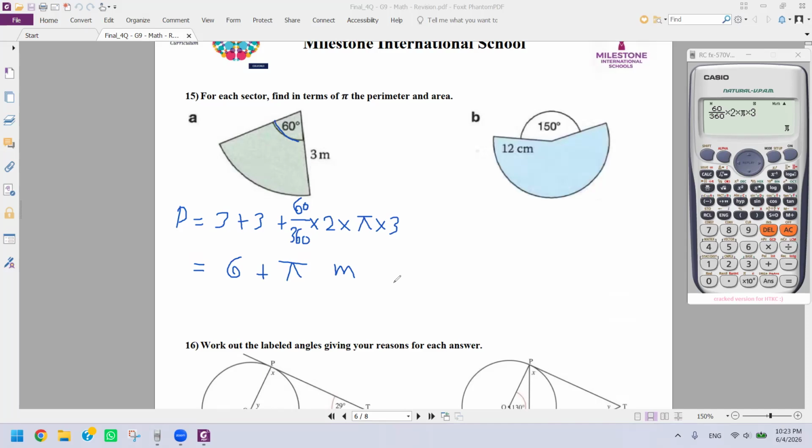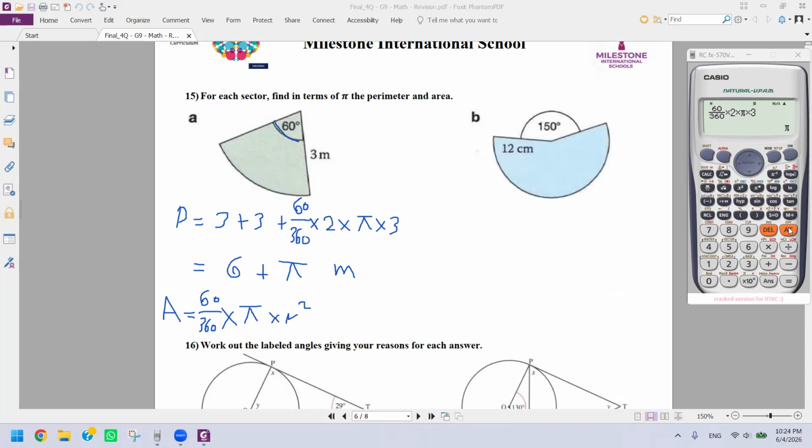meters. And it has a mark to write the units. Now area, again, I'm not finding the area of the whole circle. No, I'm finding the area of only that part. What's the formula for the area? Pi times r squared. Now times that part only, 60 over 360.